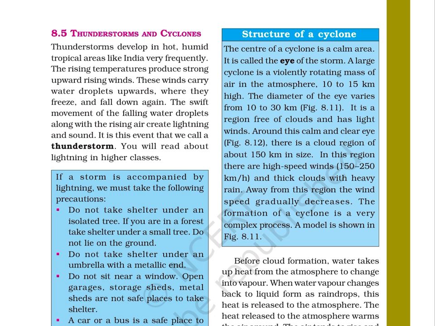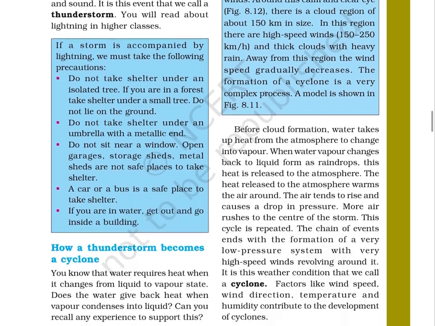Around this calm and clear eye, observable in figure 8.12, there is a cloud region of about 150 kilometers in size. In this region, there are high-speed winds, about 150 to 250 kilometers an hour, and thick clouds with heavy rain. Away from this region, the wind speed gradually decreases. The formation of a cyclone is a very complex process. A model can be observed in figure 8.11.